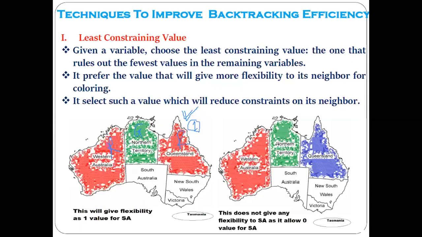Now see what will happen in this case. We choose the red color for Western Australia. Then we choose the green color for the Northern Territory. And here we have chosen the blue color for Queensland.